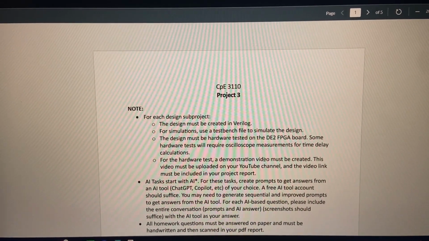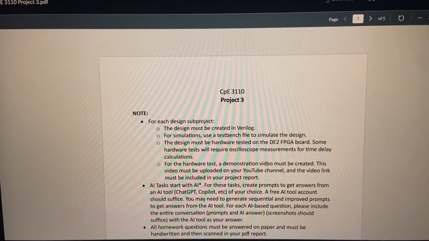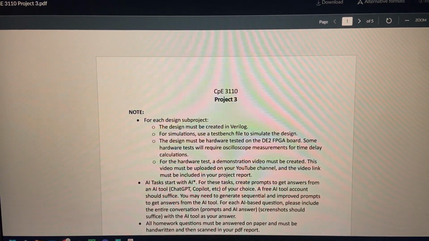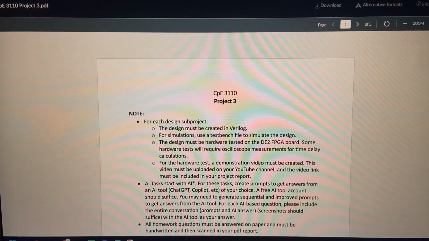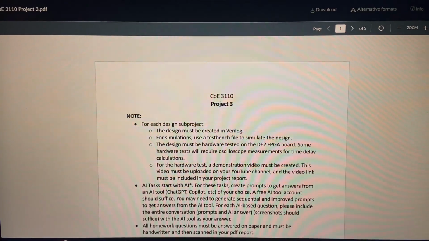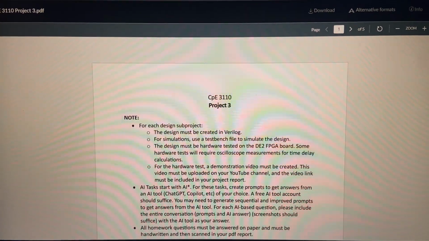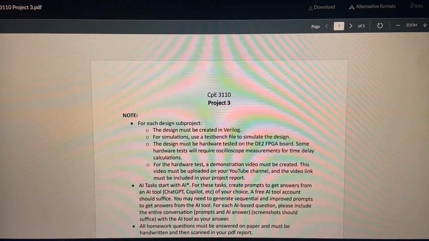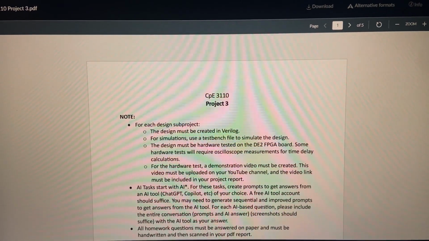Hey, Titus Dudden here for CpE 3110 Project 3. I'm making this little intro recording just because I recorded the circuits a bit out of order. So this is just a little introduction as to what these circuits are a part of. Once again, CpE 3110 Project 3.